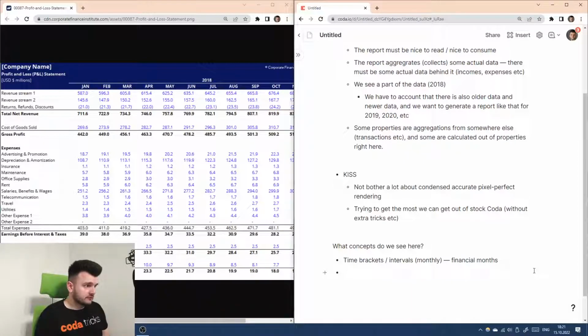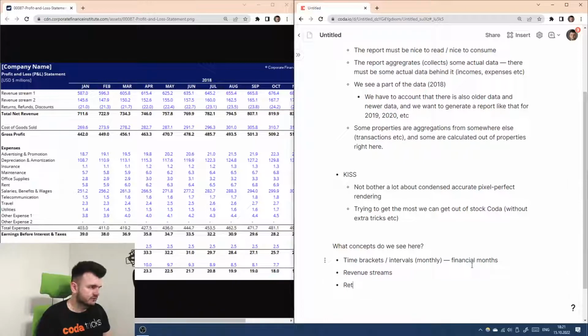Revenue stream 1, revenue stream 2. This means we have revenue streams. Maybe we just have 2, and maybe we can have more than that. Revenue streams will probably have some names to them. Maybe there's 5, maybe there's 10. So maybe we will see a longer list here.